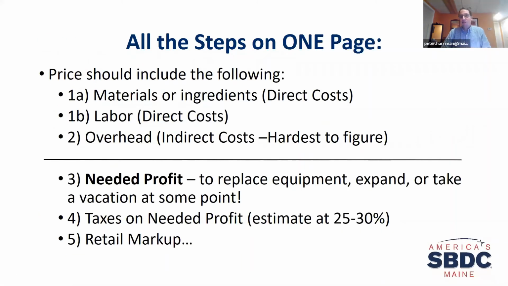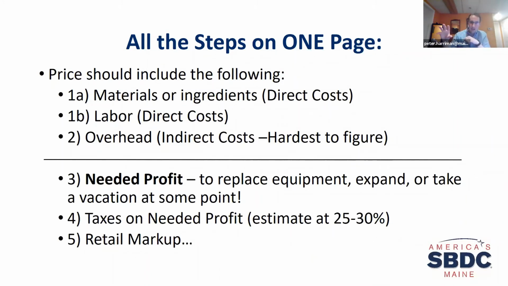Let's step back at this point, because there's been a very condensed amount of information thrown at you in a very short time. So let's step back real quick. All the steps on one page. 1A, materials or ingredients, direct costs. And I divided 1A from 1B, labor costs, because labor might be something that you could push down into overhead costs. I want to make sure we got that distinction there. Labor doesn't necessarily have to be a direct cost. It might be an indirect cost if you can't tell how much labor per unit.